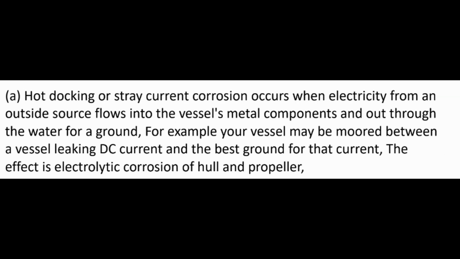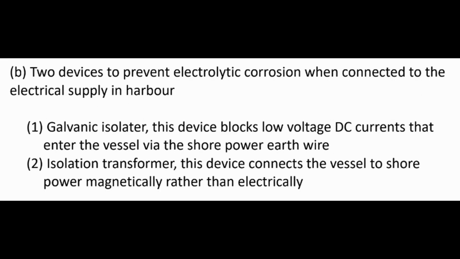A. Hot docking or stray current corrosion occurs when electricity from an outside source flows into the vessel's metal components and out through the water to ground. For example, your vessel may be moored between a vessel leaking DC current and the best ground for that current. The effect is electrolytic corrosion of hull and propellers.